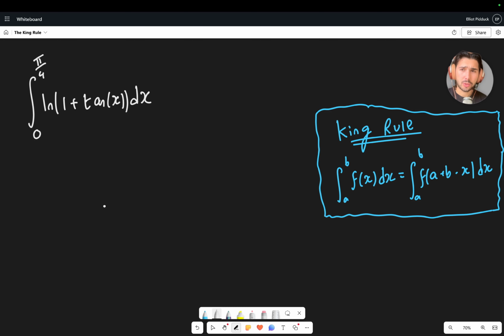Okay, so here's an integral. The integral from 0 to pi over 4 of the natural log of 1 plus tan x.